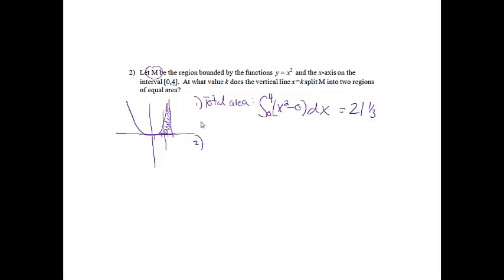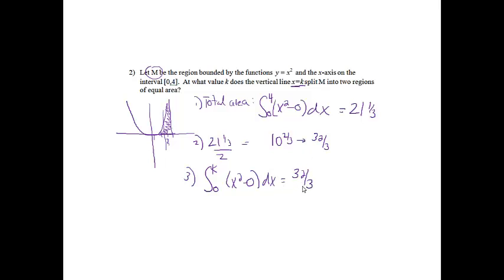Okay, the second thing I need to do, if that's the total area, is have the line x equals k split M into two regions of equal area. So if I took 21 1/3 and cut it in half, each area would be 10 2/3, and I wrote that as an improper fraction, which is 32/3. Basically I want to figure out this graph would have to go from 0 to what value of k so that I'd end up with an area of 32/3. So I'm going to write my area. This time it goes from 0 to k because I don't know what k is right now. It's still x squared minus 0, and I need my answer to be 32/3.